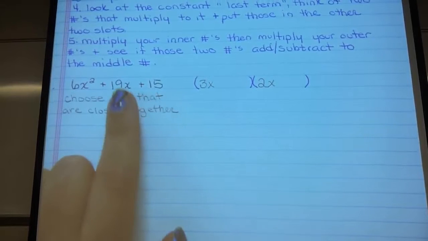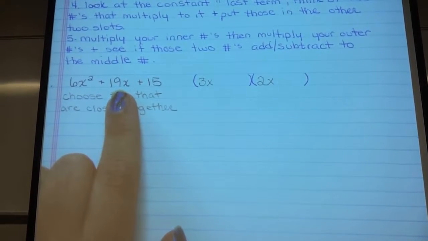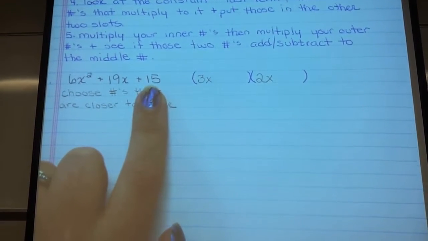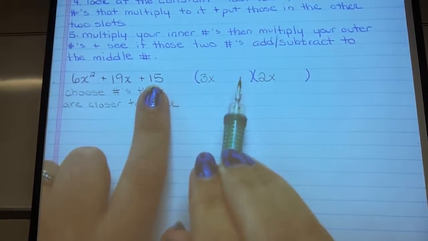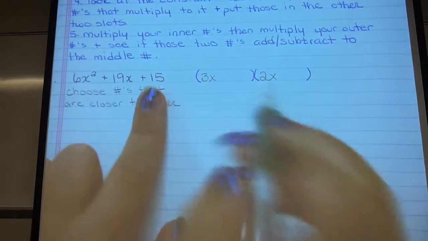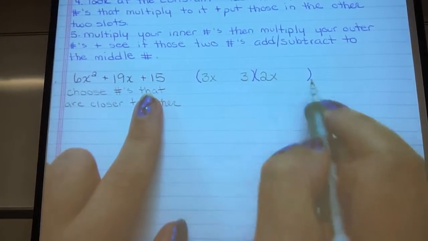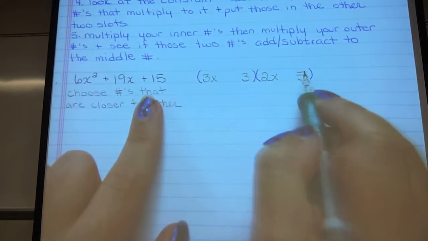Now, I don't care that that doesn't add up to 19 because that's not how you think with Innie Outtie. You just think of 2 numbers that multiply. Now, the problem is I don't know where to put the 5 and the 3. I could put the 5 here or the 3 here. If I put the 3 here and put the 5 here, let me show you how you check it.